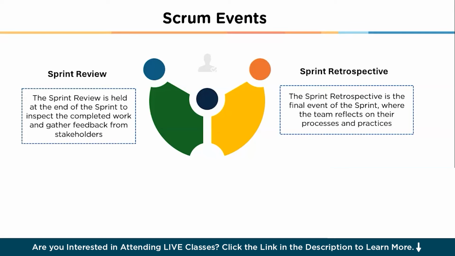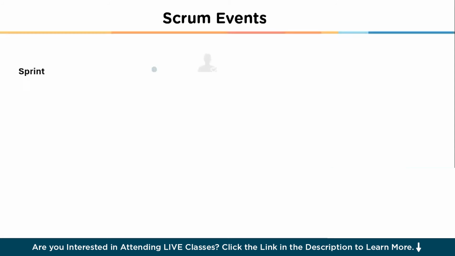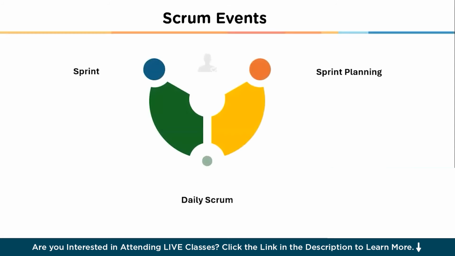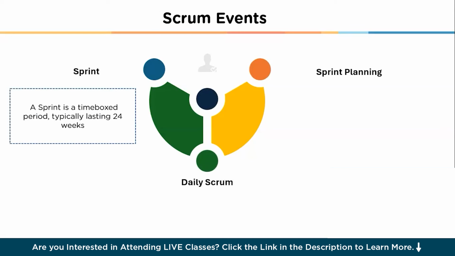Now let us understand the Scrum process flow. The Scrum process revolves around the sprint cycle, beginning with the sprint planning and ending with the sprint retrospective. This cycle ensures a regular cadence of work and continuous delivery of value.